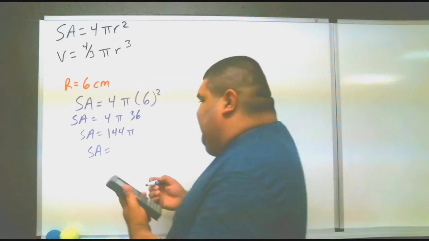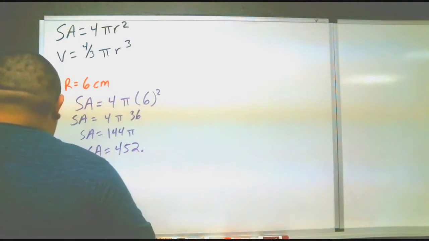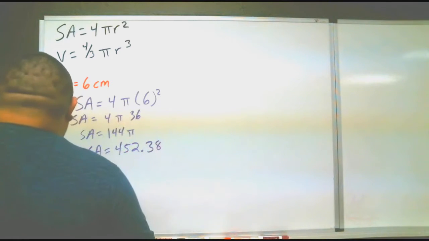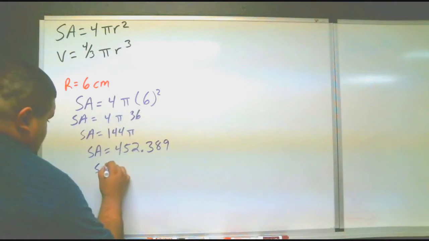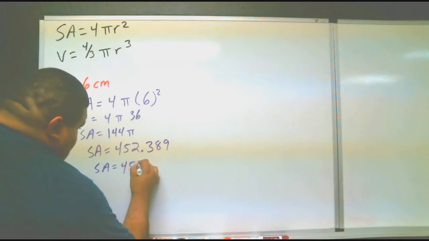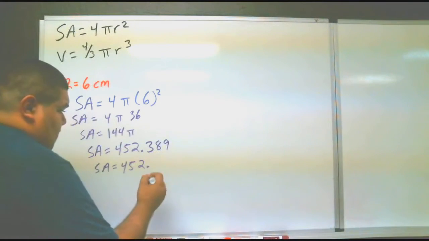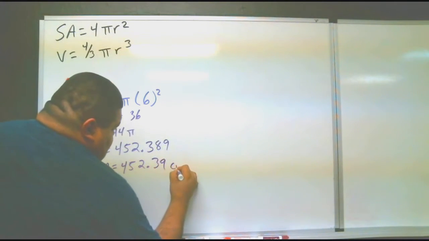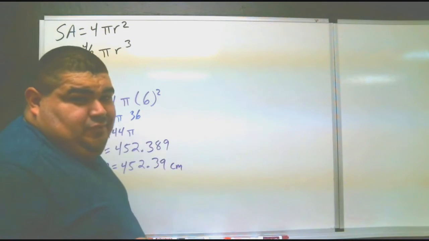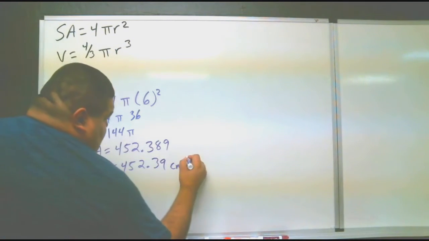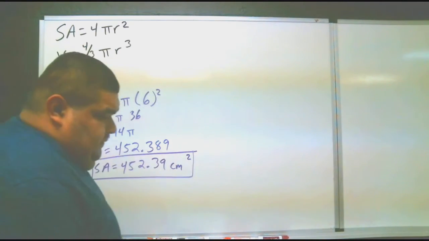Which is 452.39, and we only go 2 decimal places. So the surface area equals 452.39 centimeters, because remember, we're dealing with centimeters. Since we're dealing with surface area, remember, your answer is squared.